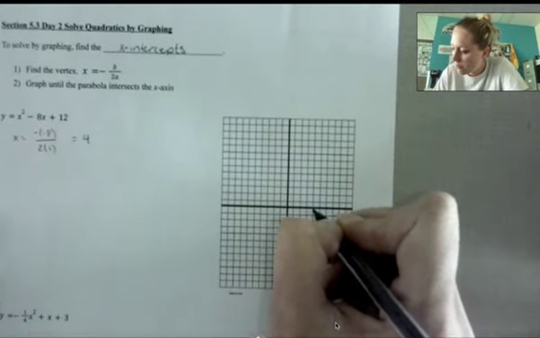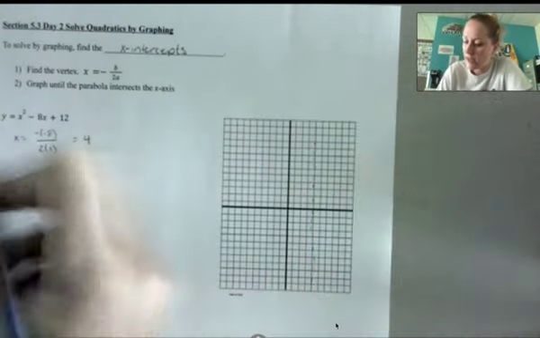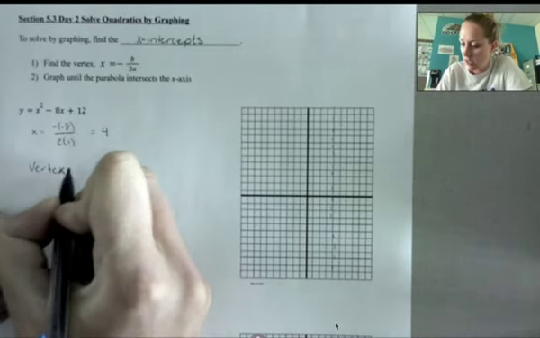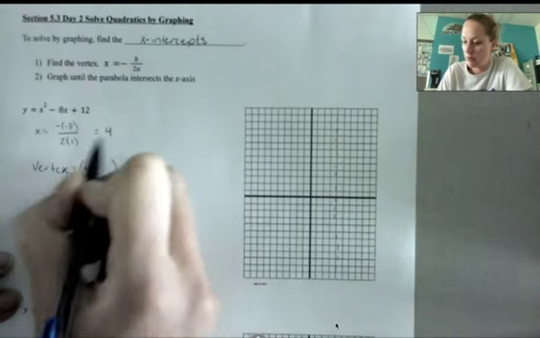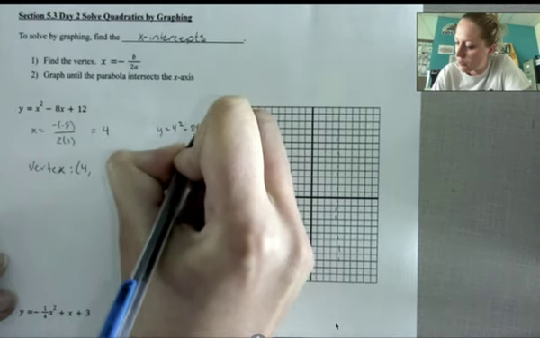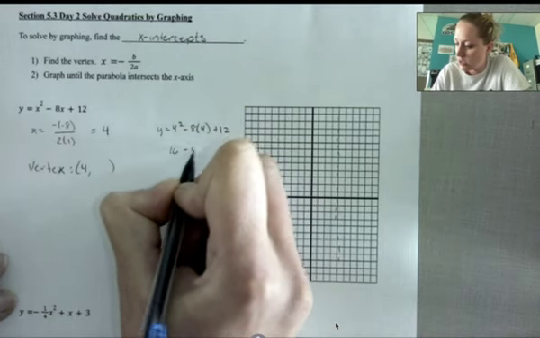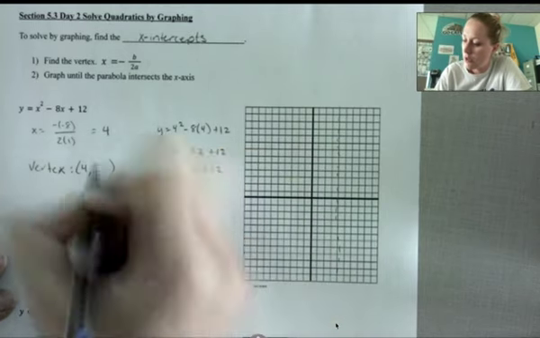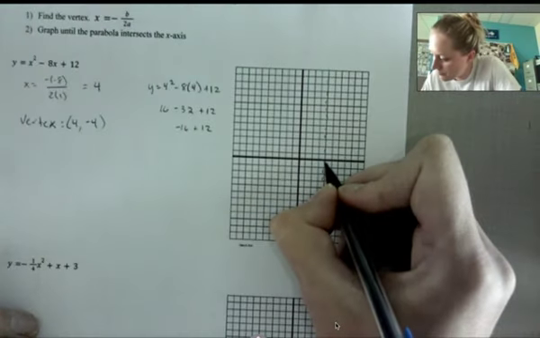1, 2, 3, 4. If you want, draw your axis of symmetry in, and then I know the vertex has the x coordinate of 4, and we have to find the y coordinate. So we're going to plug 4 back into the equation. I have 4 squared minus 8 times 4 plus 12. So I get 16 minus 32 plus 12. There I get negative 16 plus 12, which is negative 4. So the vertex has the y coordinate of negative 4.